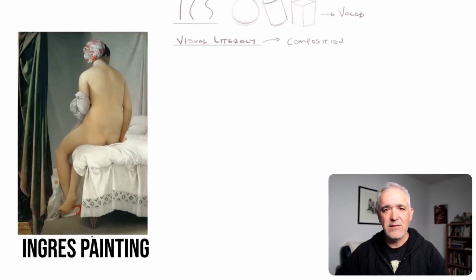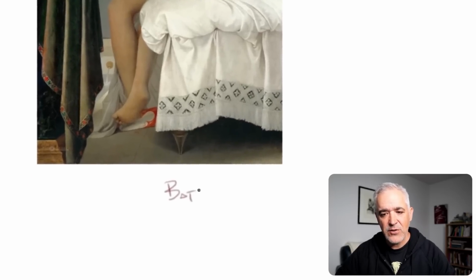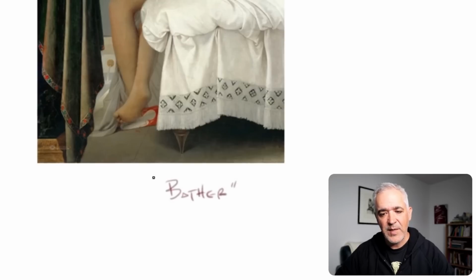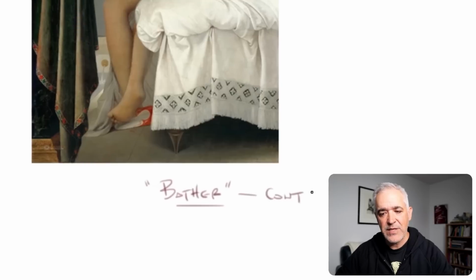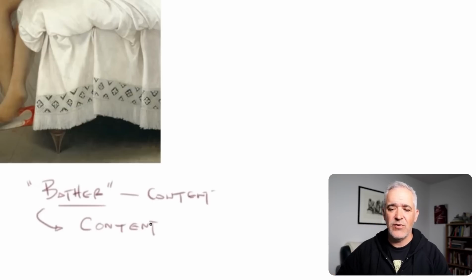This is an Ingres painting, so it's 1800s. This is a bather, an image of a bather. Bather is a popular subject matter, a whole genre of paintings that you could study for what the content is. Why were these made? Why was there a whole genre of bathers? Isn't that bizarre? That would be one way to study. What I'm advocating for in most of my videos is, what's the content? It's great to be able to draw something perfectly, but what is the use of that if we don't have something to say with it?